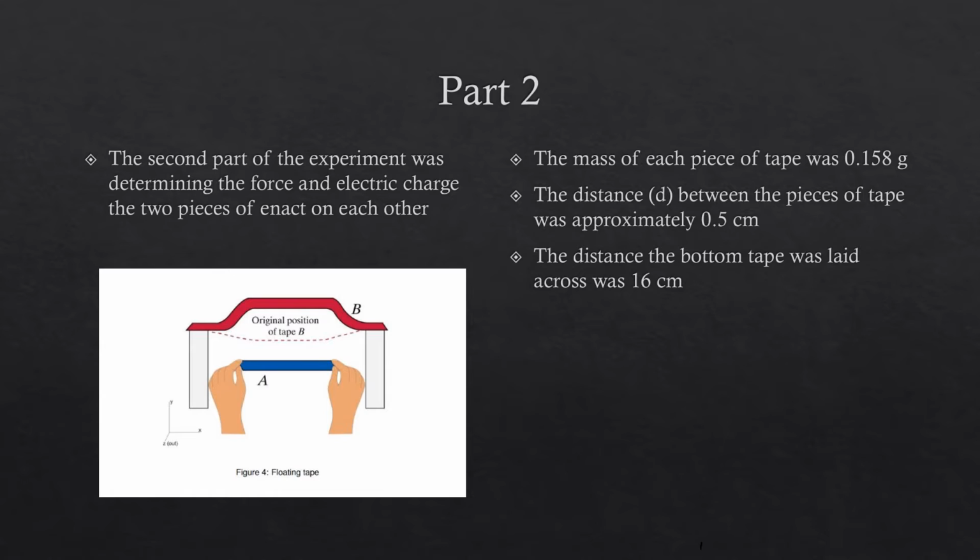For the second part of the experiment, we took two pieces of charged tape. We put one across between two tables about 16 centimeters apart. And then we took the second piece of tape and moved it closer underneath the charged tape that stuck to the table, as shown in the picture. And we saw that it caused the top piece of tape to bend upwards from its original position.